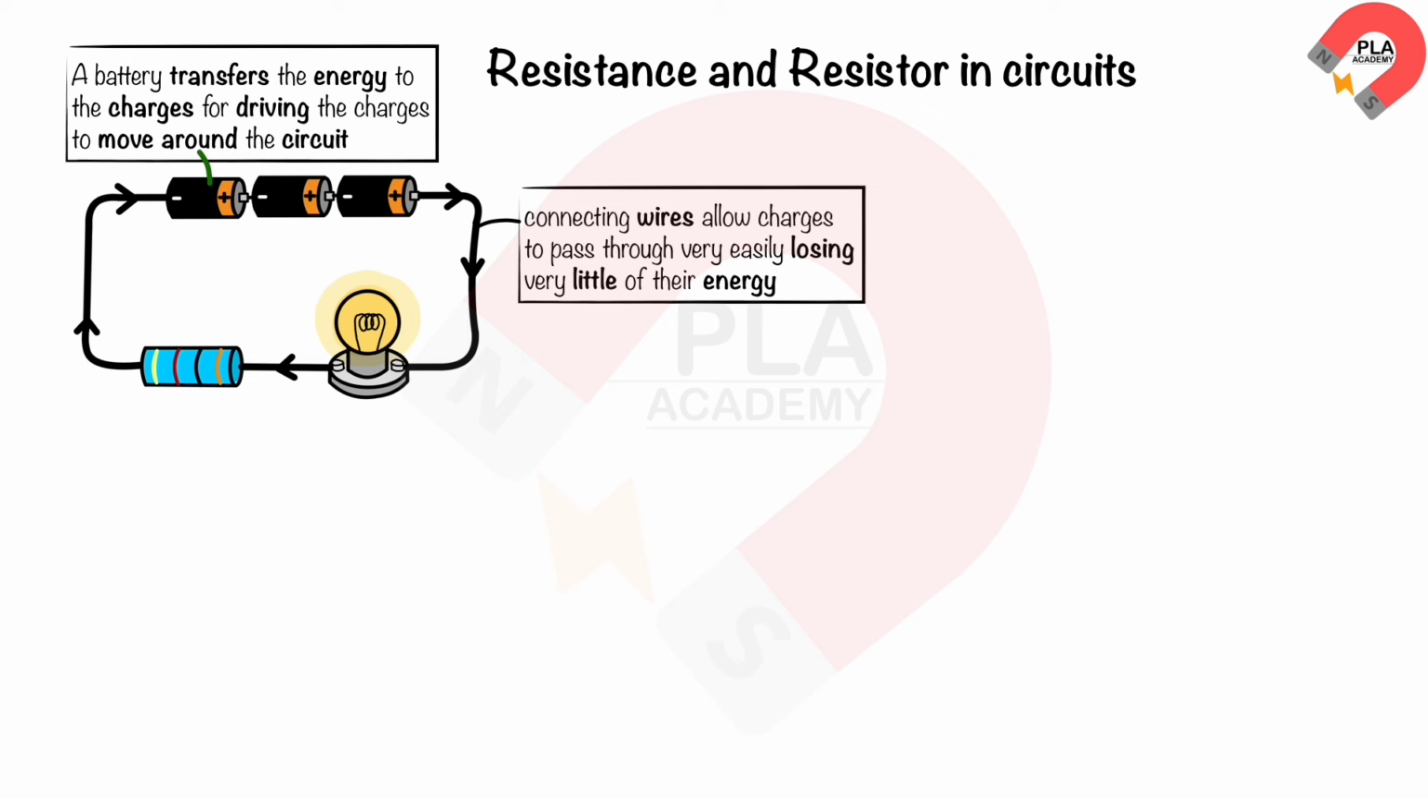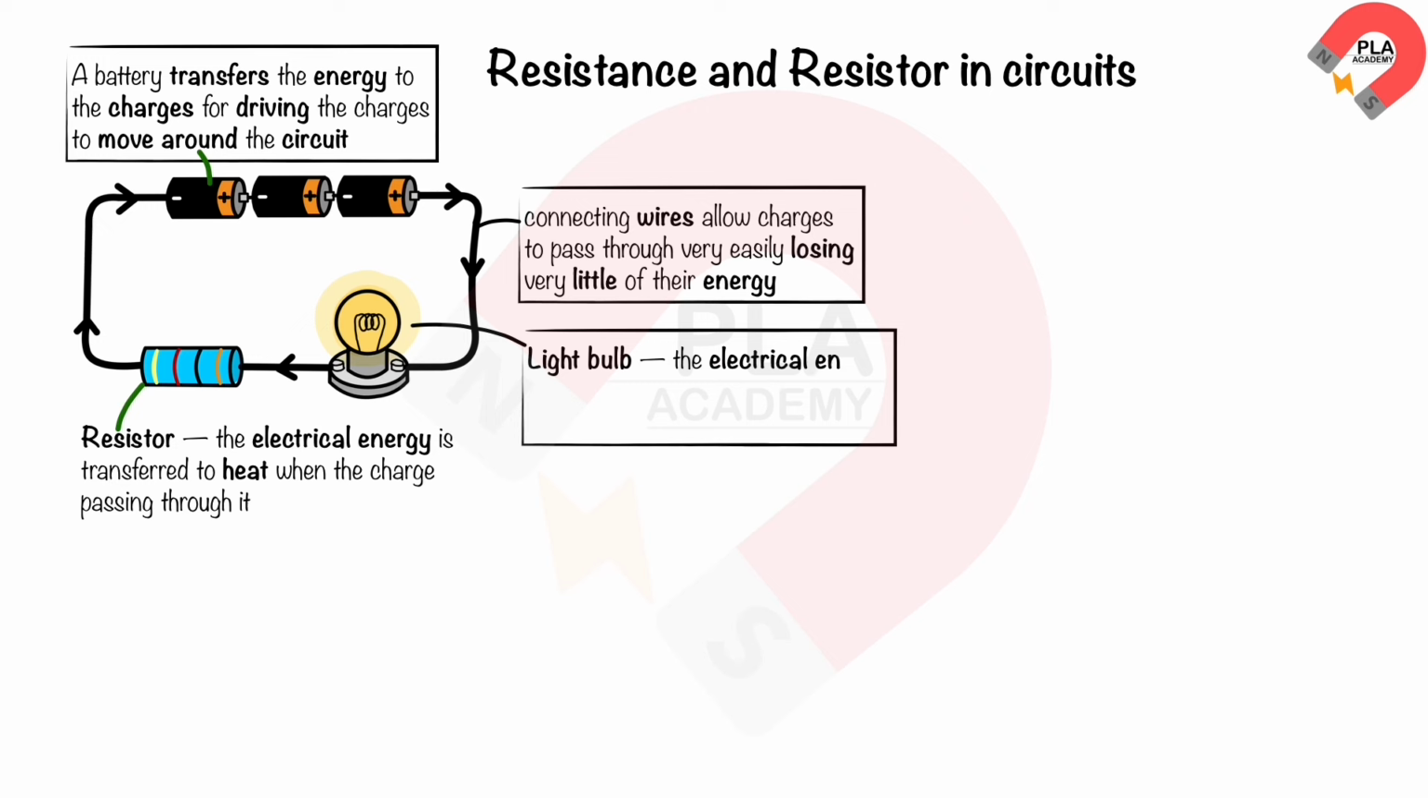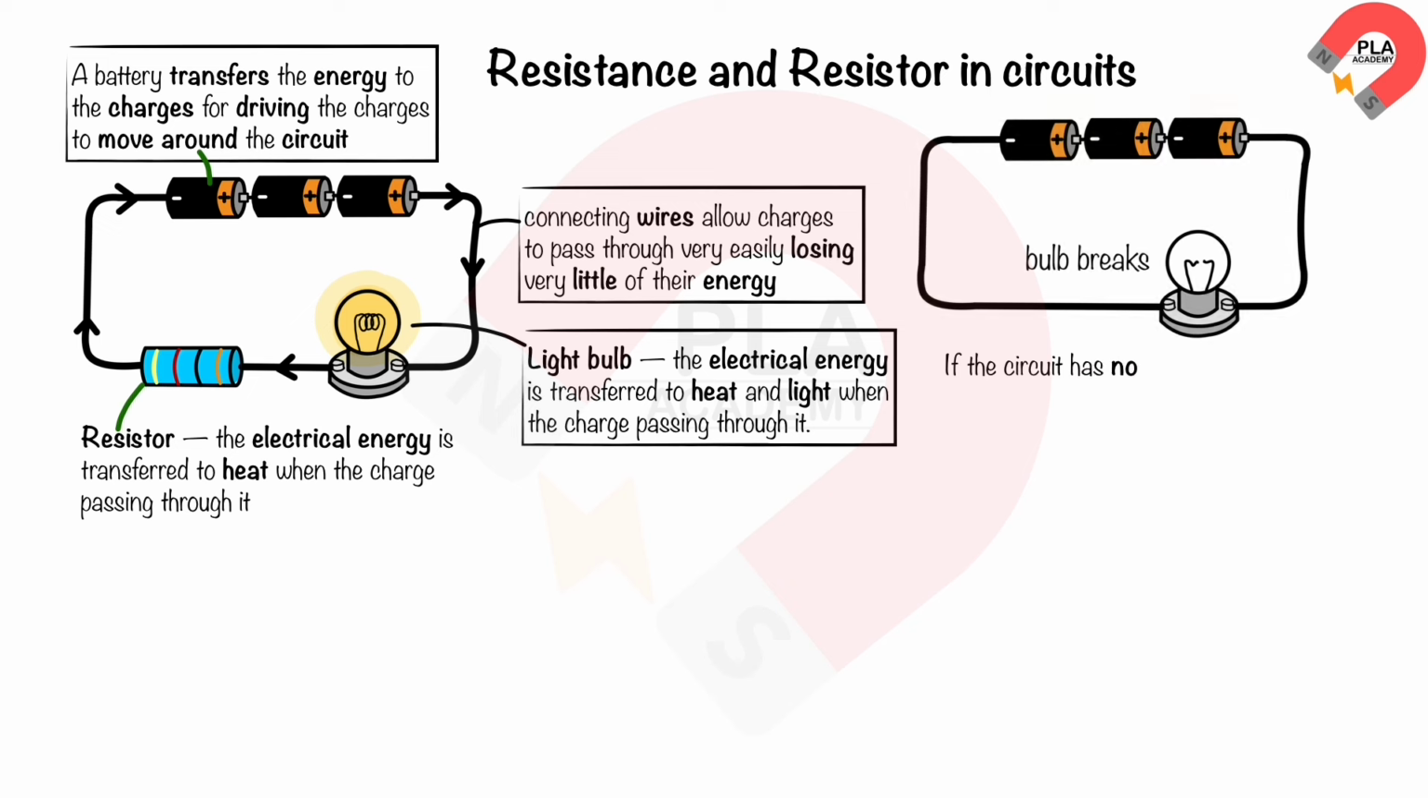This energy is transferred, usually as heat and other forms of energy. In a fixed resistor, the electrical energy is transferred to heat when the charge passes through it. In a light bulb, the electrical energy is transferred to heat and light when the charge passes through it. If the circuit has no resistor, the current is too high and the bulb breaks.